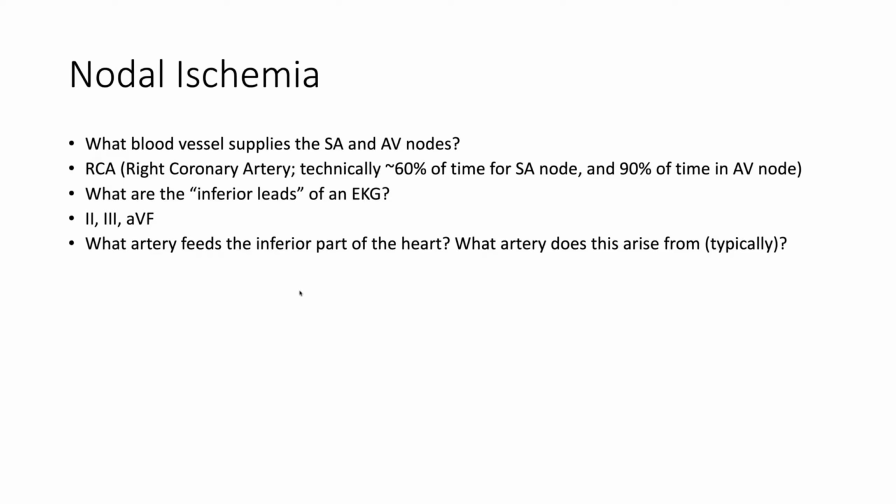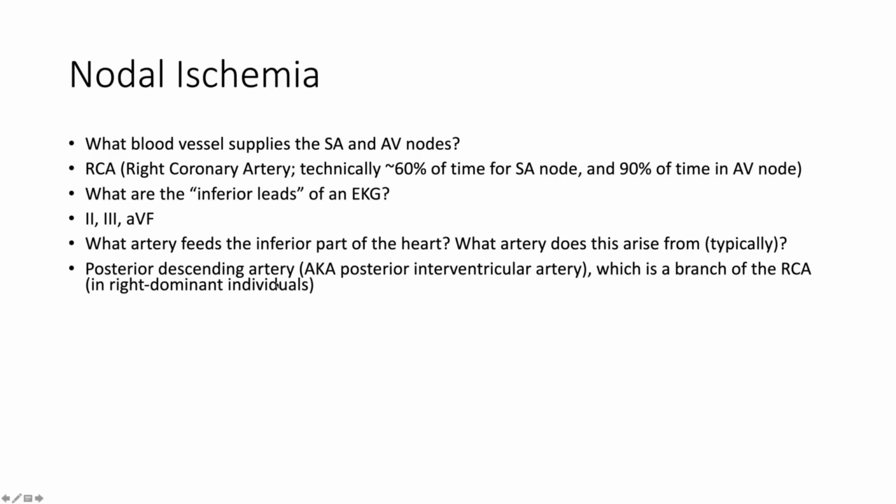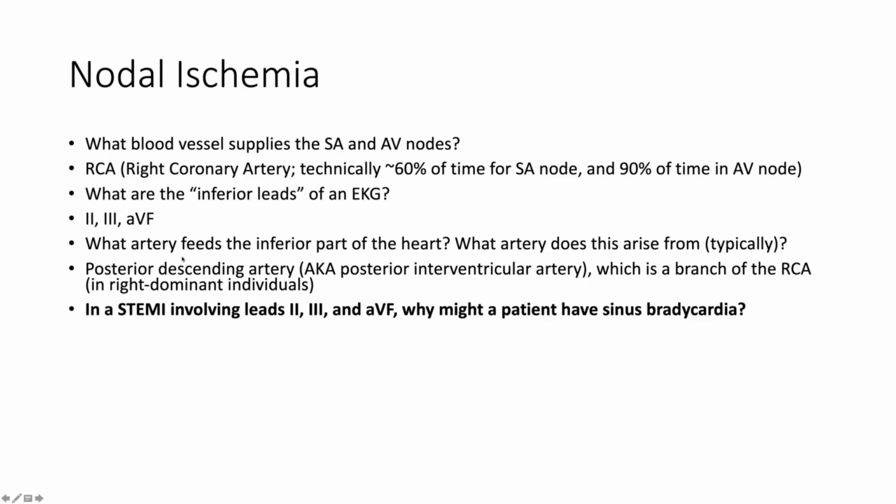In what kinds of people? In right dominant. Technically, it's only right dominant people. Yeah. The posterior descending, or as you called it, the posterior interventricular artery, is a branch of the RCA, at least in right dominant individuals. Good. But then again, I'm telling you the classic case because this is pretty common to see.